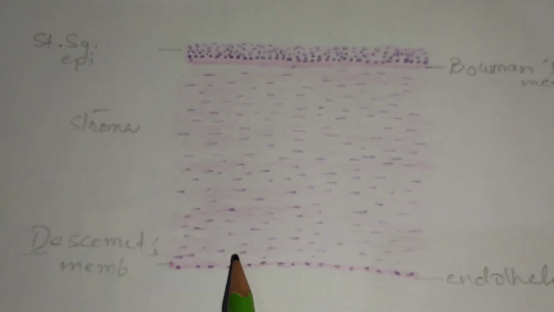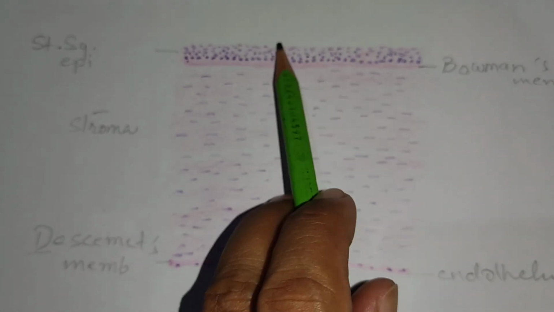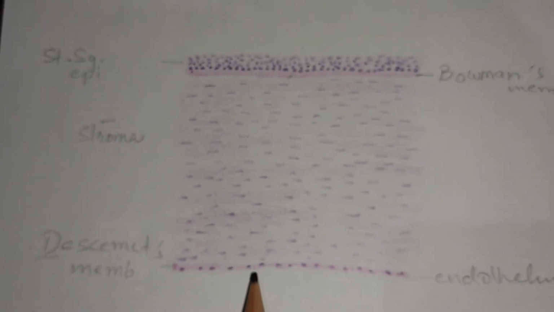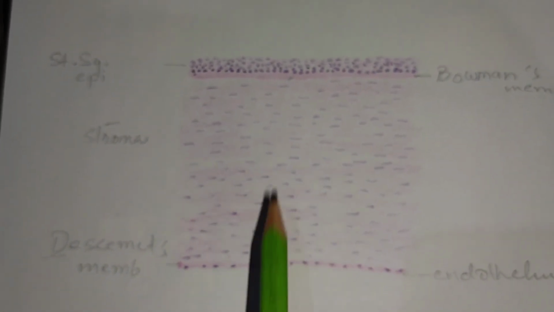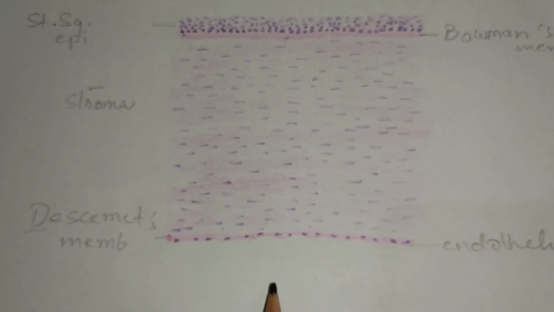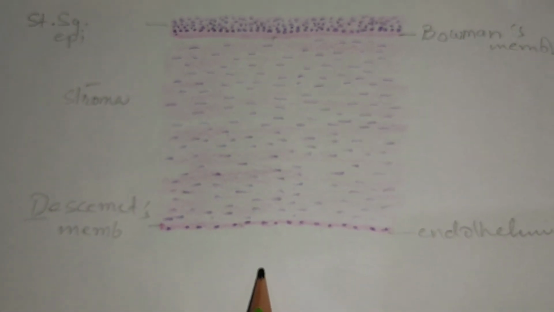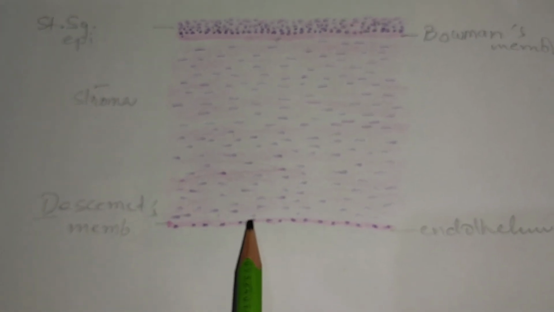by the corneal endothelium. And also, if the cornea is an avascular structure, from where does it get its nutrition? The stratified squamous epithelium gets its nutrition from the tear film here, but the major part of the stroma and the endothelium get their nutrition from the aqueous humor, which is present in the anterior chamber and posterior chamber of the eye. So it gets nutrition from the aqueous humor.